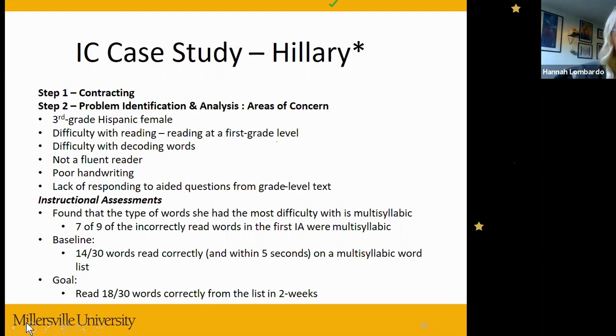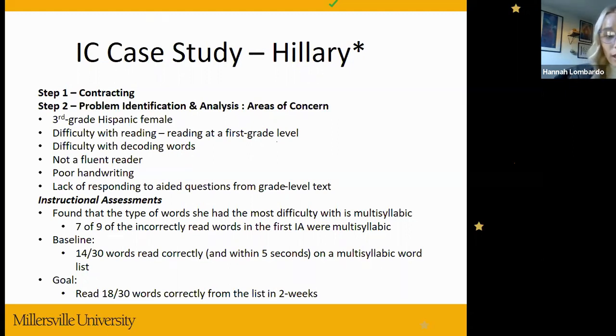The student was a third grade Hispanic female. She was having difficulty with reading, specifically reading at a first grade level, so 2 grade levels below. Overall difficulty decoding words, which led to her, of course, not reading fluently. She had poor handwriting and lack of responding to questions from grade level text. So from there, the area of concern that we decided to hone in on was difficulty with decoding words.